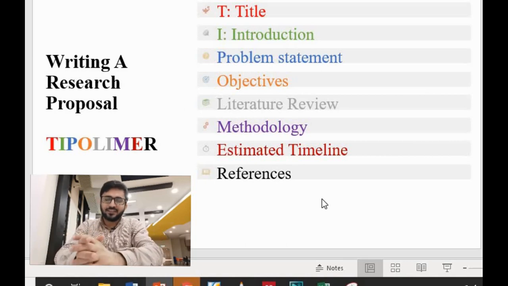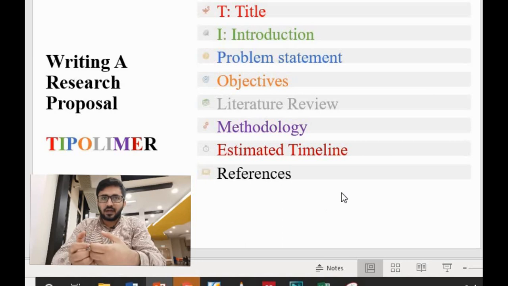Do not worry if you do not know these titles, or what you should write under every heading. I am going to explain in this presentation everything you need to write in the title, introduction, problem statement, objectives, literature review, methodology, estimated timeline, and references. I will also advise you on what you should write inside the title, for a good title. So let us start.